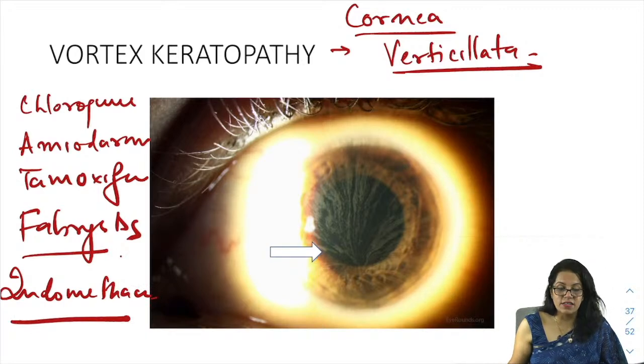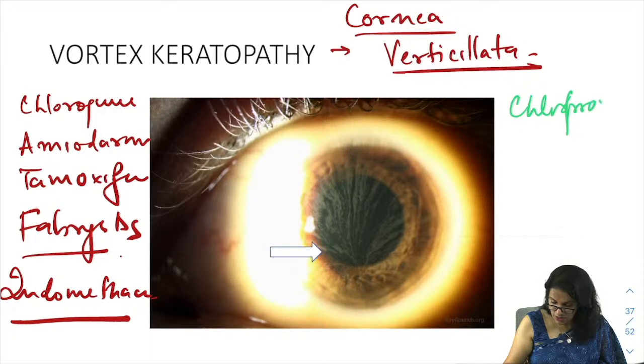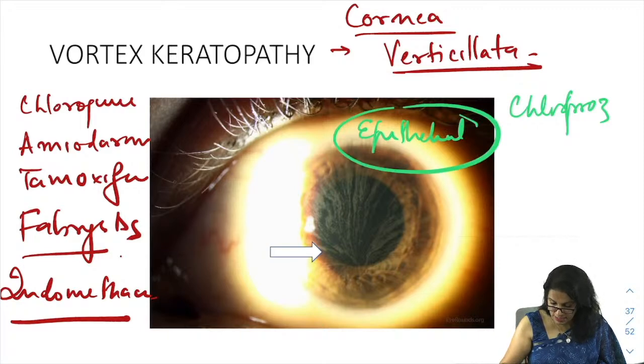Right? So these are the drugs. And also remember, chlorpromazine is deposited on the endothelium, not on the epithelium. These are all epithelial deposits. Okay, vortex is an epithelial deposit, but chlorpromazine is an endothelial deposit.